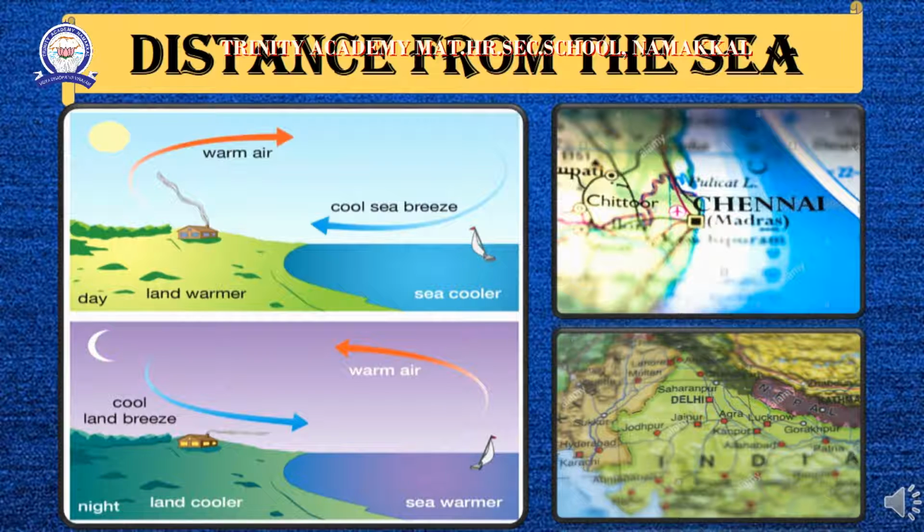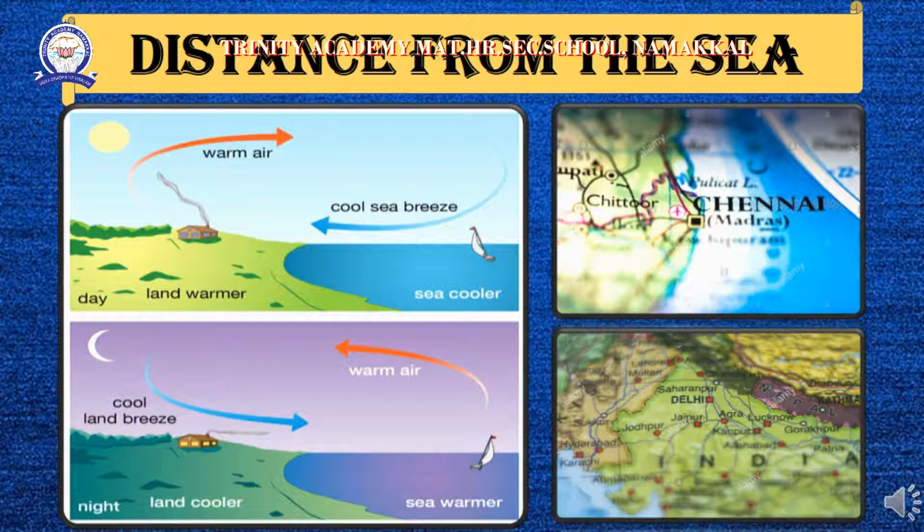This is due to the effect of sea breeze. Water bodies heat up and cool down at a slower rate than the land. In summer, therefore, the air over the sea is cooler than the land. This cool air that blows from sea to land is called sea breeze. In winter, the cool land breeze blows from the land to the sea. These breezes make the climate near the coastal areas very pleasant.